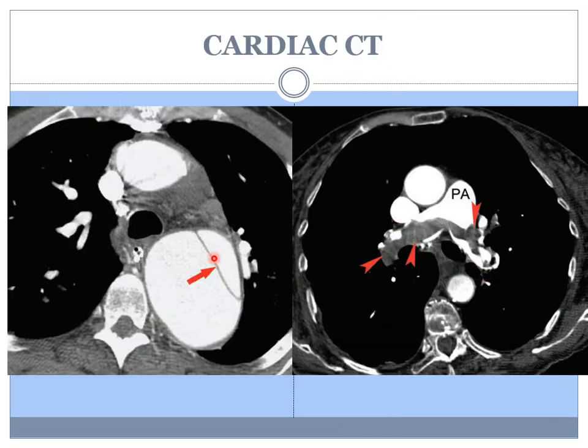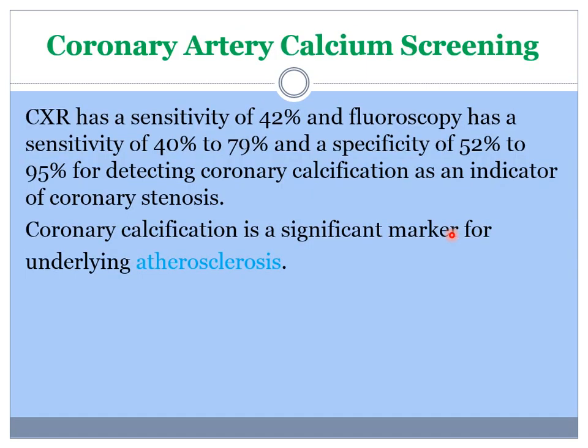Cardiac CT is important for evaluation of dissection of the aorta, pulmonary artery thrombi, and many anomalies. Coronary artery calcium screening: chest X-ray has a sensitivity of 42% and fluoroscopy has a sensitivity of 40 to 75% and specificity of 52 to 95% for detection of coronary calcification as an indicator of coronary stenosis. Coronary calcification is a significant marker of underlying atherosclerosis.